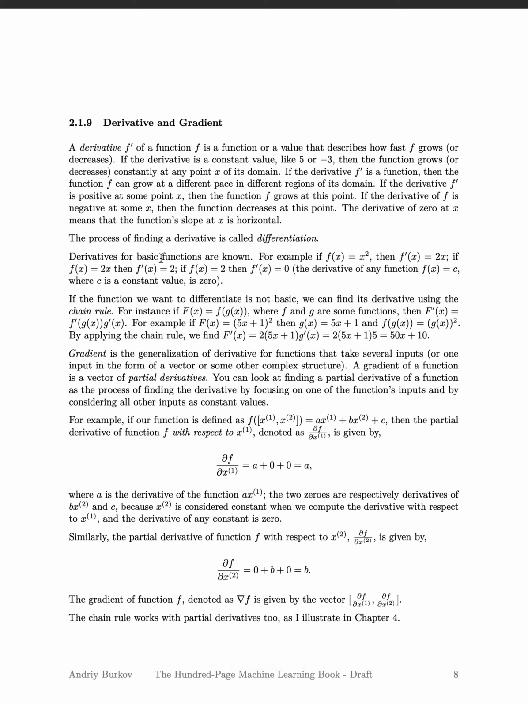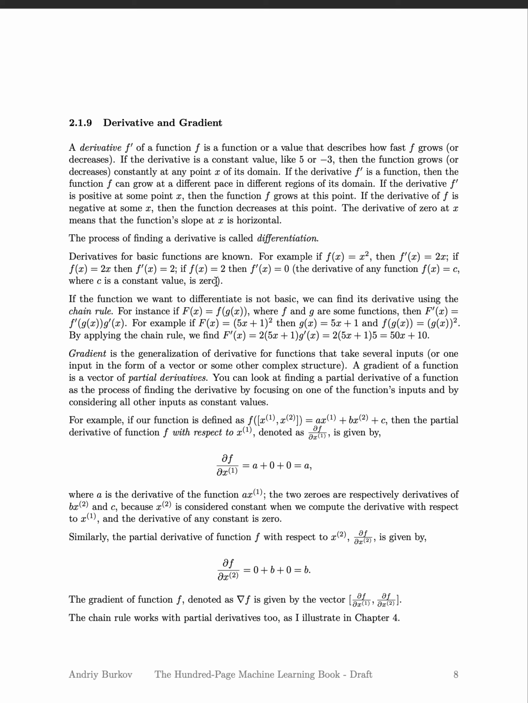So derivatives for basic functions are known. We know that if f of x is equal to x squared, then f dash of x will be 2x. If f of x equals 2x, then f dash of x equals 2. If f of x equals 2, because now it's become a constant, right, then f dash of x is 0, because for any function where the value is a constant, your derivative becomes 0.